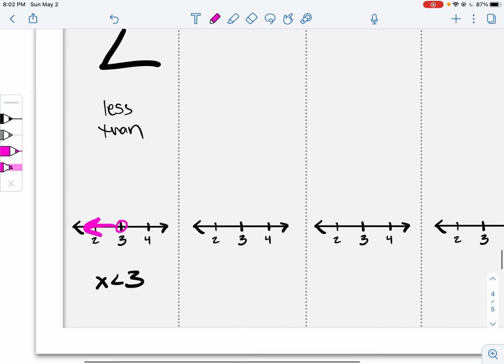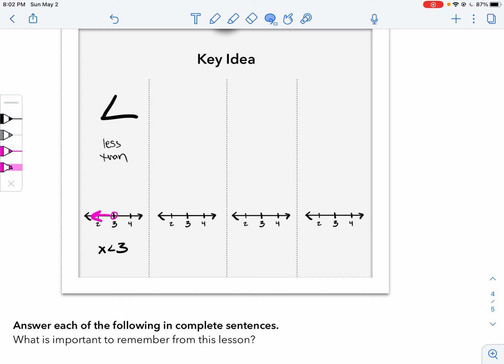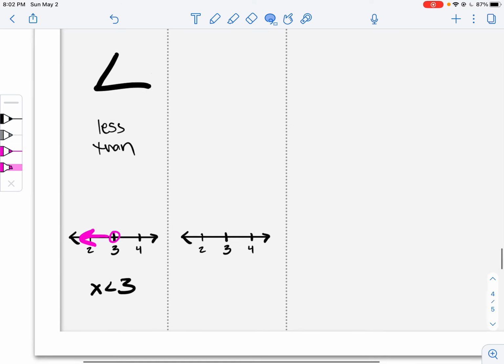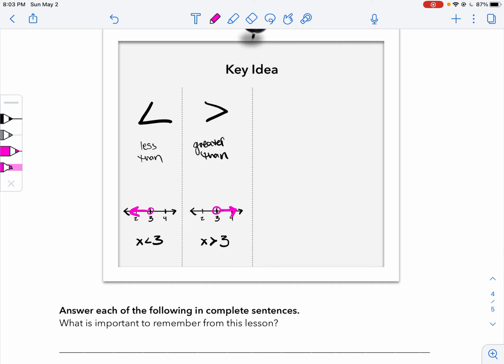If you want to graph, watch this, this is going to be great. I feel so smart. Okay, if you go the opposite way, you do the opposite thing. You have greater than. So if you have x is greater than 3, you start at 3, and you highlight all the numbers greater than 3.